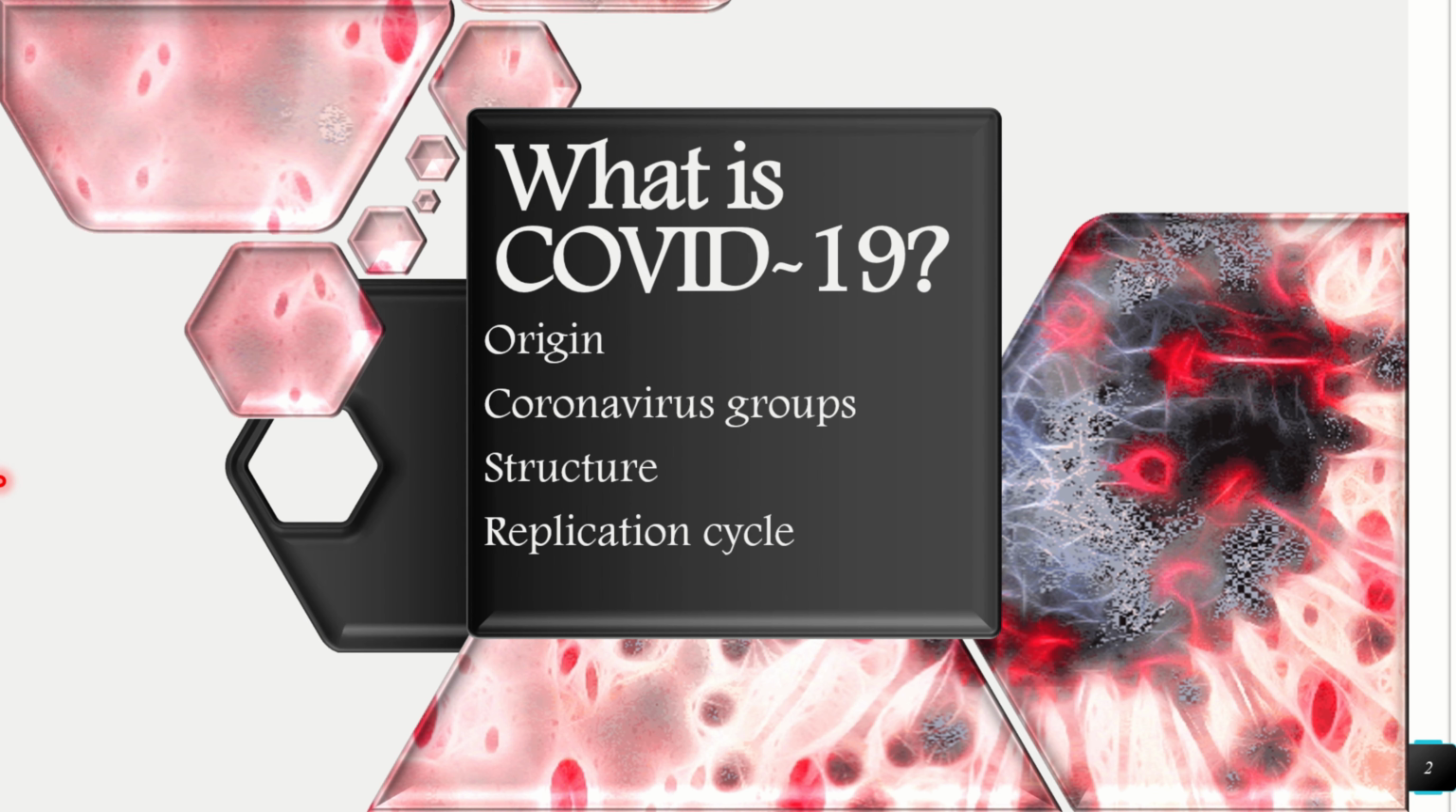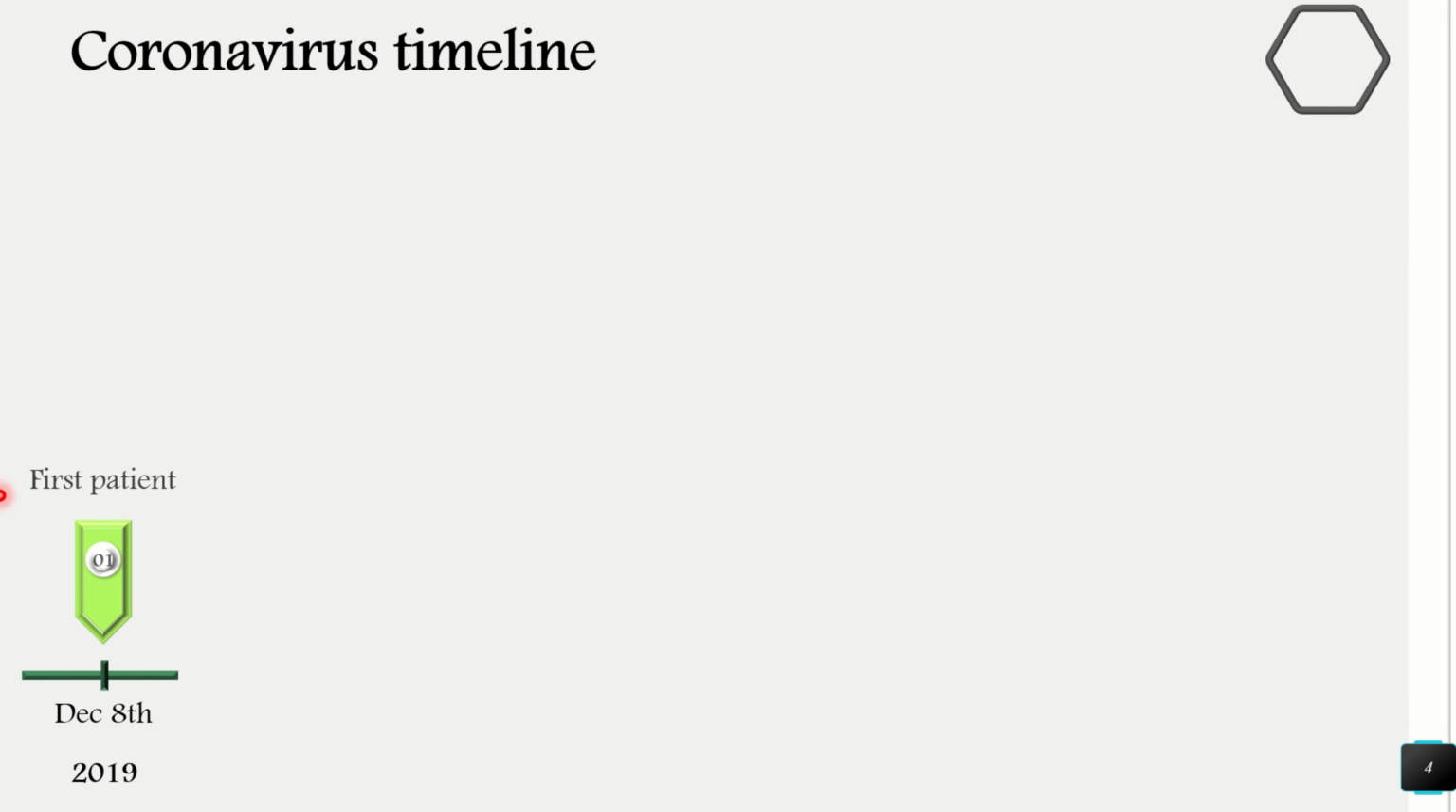Let's begin with the origin of severe acute respiratory syndrome coronavirus 2 (CoV-2). Everything started with the first patient with symptoms on December 8, 2019. On that day no one knew a new virus was the etiology of that atypical pneumonia.